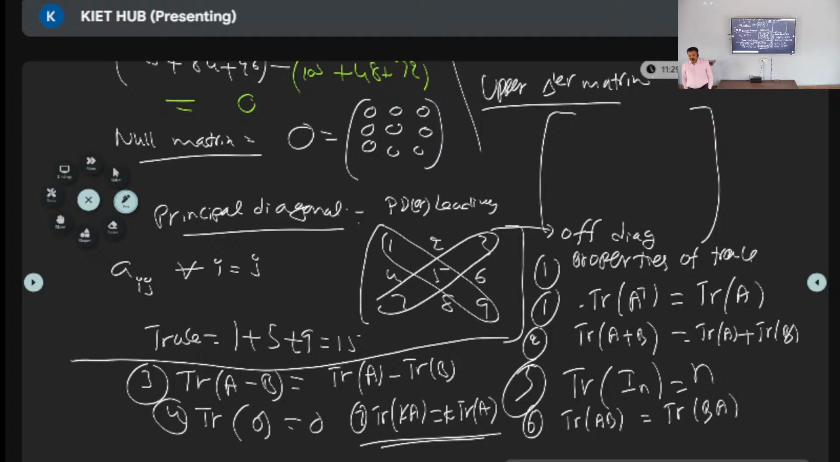Any new property you are observing? Don't say all are new. Maybe some of you are saying we are listening for the first time, sir. No. Maybe one property is new for you: trace of AB equal to trace of BA. Except that, all the remaining are well known to you. Very good.